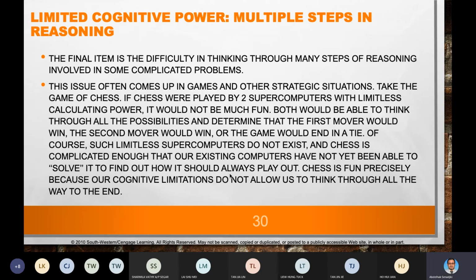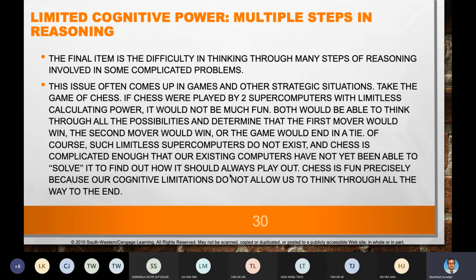So, of course, such limitless supercomputers do not exist, and chess is complicated enough that our existing computers have not yet been able to solve it, to find out how it should always play out. Chess is fun precisely because our cognitive limitations do not allow us to think through all the way to the end. So what makes chess very interesting?